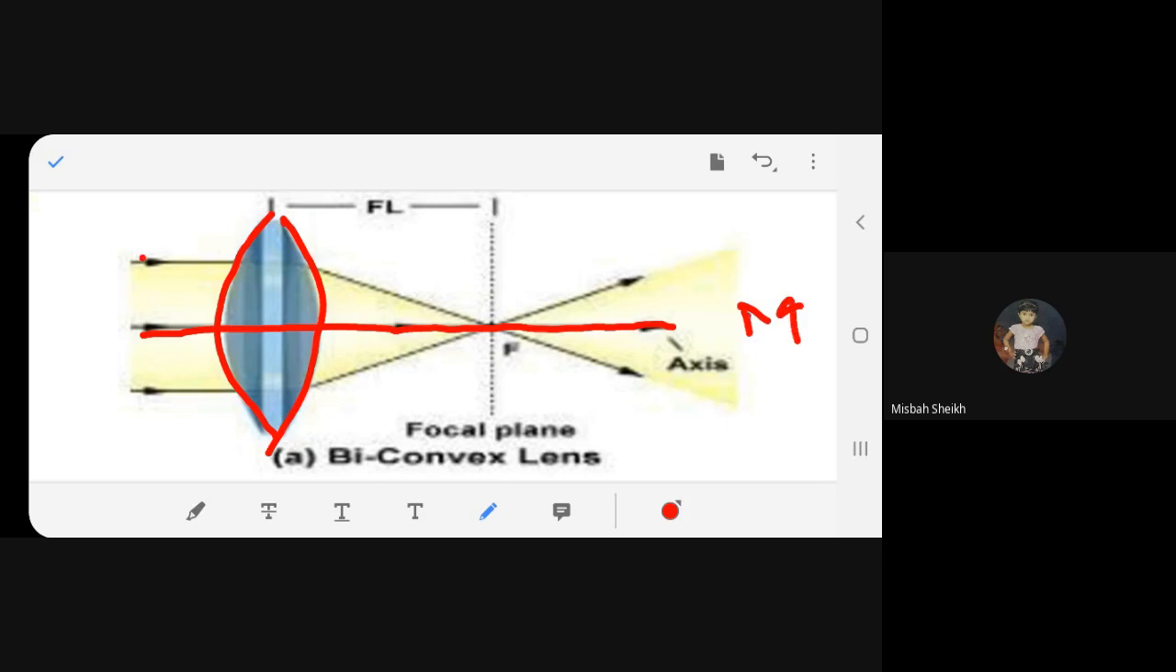Now all the rays are parallel. As the name suggests, it is converging. So where will it converge? It will converge at the focus. Where will it converge, beta? At the focus. So you can see the ray bends at the focus. And where will the image form? At the focus. Hope you have understood.